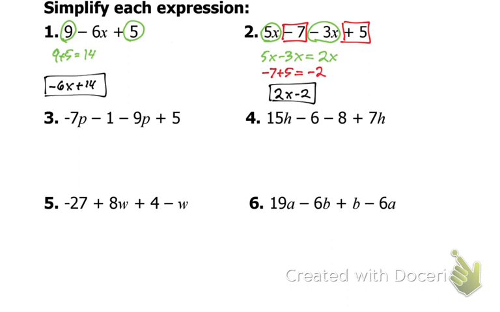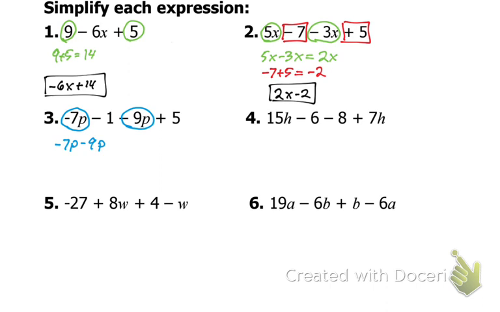Let's continue on. So notice how we have this negative 7p. Do we have another one with p attached to it? Yes. We have the negative 9p. So what we want to do is negative 7p minus 9p. Now, do you notice how there's two negatives? So we're going to go further in the negative direction.